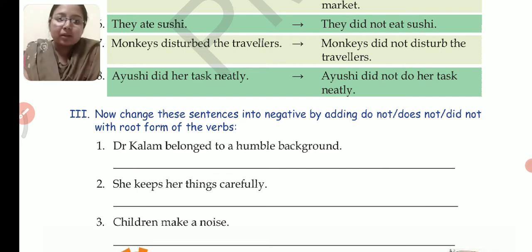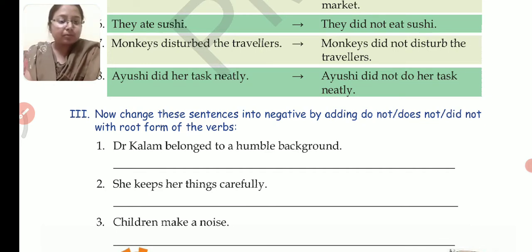So question number 3rd is, now change these sentences into negative by adding do not, does not or did not with root form of the verbs. So in this question you have to make these sentences negative by adding do not, does not or did not with the root form of the verb.